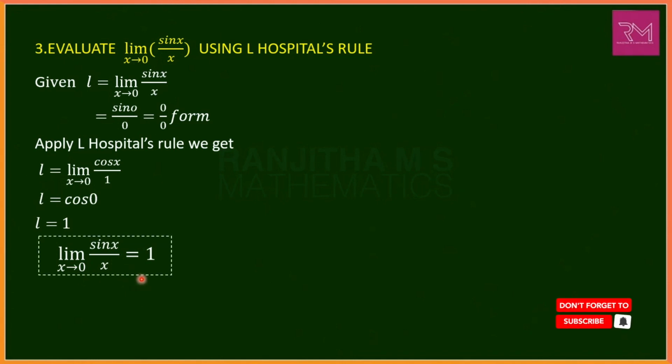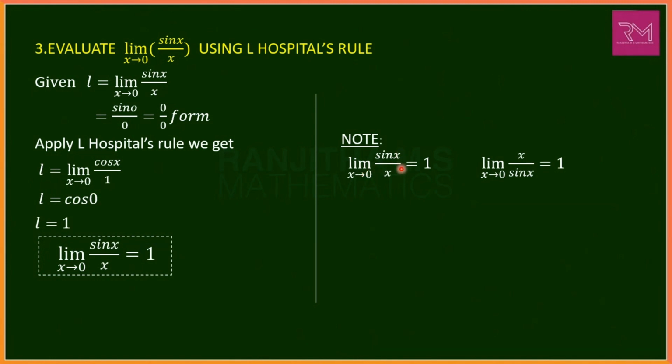This completes the problem. Actually, this is a standard result which will help to solve many problems. We have few more formulas to remember. We already solved limit of sin x by x as x tends to 0 value as 1. Similarly as this, we get limit of x by sin x as x tends to 0 is also equal to 1. Similarly, we have limit of tan x by x as x tends to 0 which is equal to 1, and limit of x by tan x as x tends to 0 which is equal to 1.